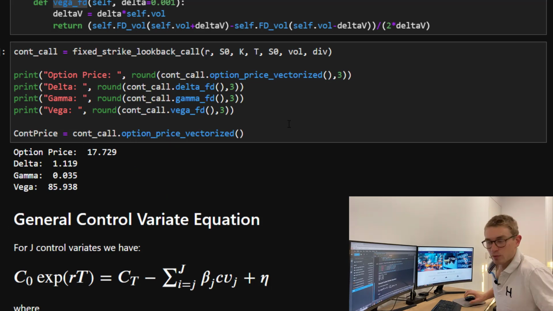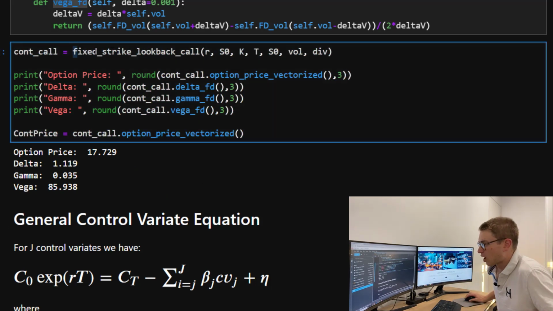So here, as you can see, we can initialize our instance of the class with our parameters that we've defined, and then we've got our continuous call look-back option. I can then use the functions that I've defined to pull out the necessary bits of information. Obviously I want the option price here, so that's just option price vectorized. And then here I've got our delta FD, so finite difference, our gamma, and our vega. And here you can see what they are for our actual time period, big T.